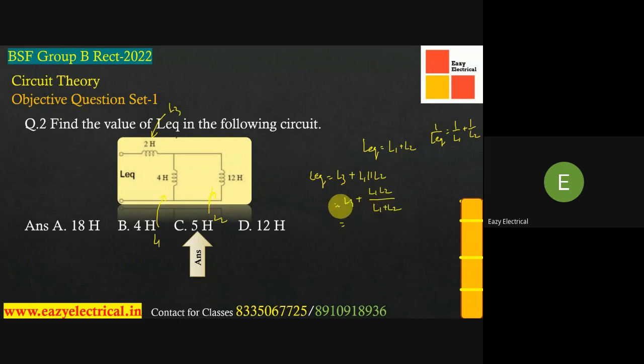Now, what is the value of L3? 2. What is the value of L1? That is 4. The value of L2 is 12. Divided by 4 plus 12. So the answer is 2 plus 4 into 12 upon 16. So it is 5. Right? So our answer is correct.